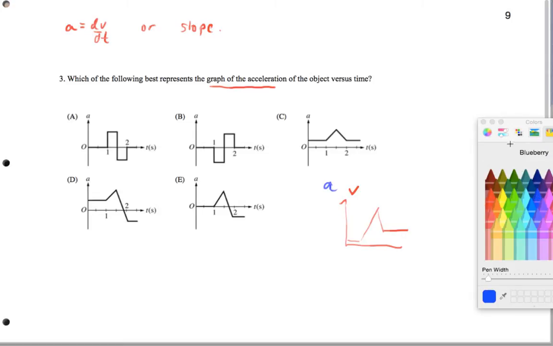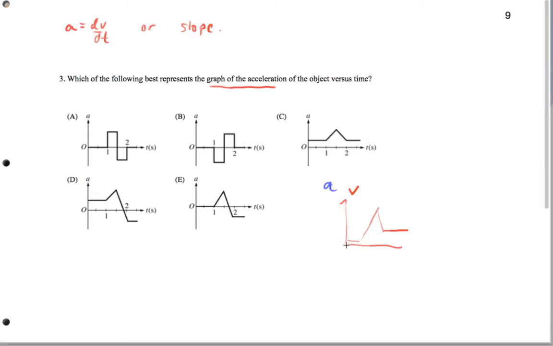If we're looking at the acceleration graph, for this chunk here, we expect 0 acceleration because the velocity doesn't change, as well as here. So we've got 2 flat parts. We're going to eliminate any acceleration graph that doesn't have that. That'll be choice C gone, choice E gone, and choice D.